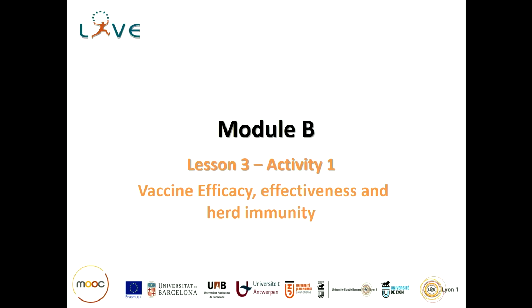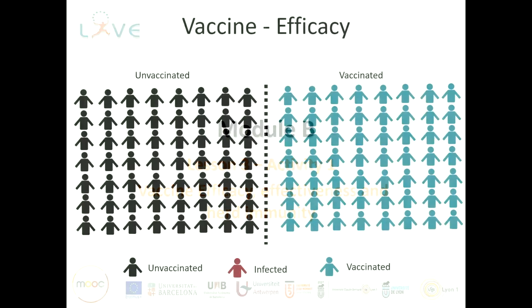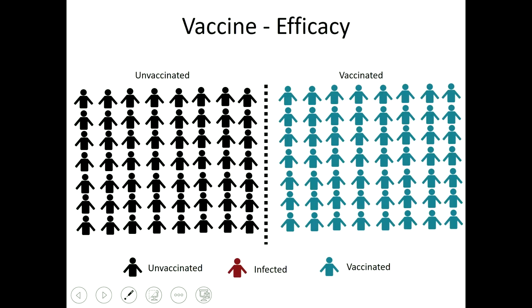In the following lesson, we are going to talk about some important parameters in vaccinology. They are efficacy, effectiveness, and herd immunity. Let's start with vaccine efficacy. Vaccine efficacy is an individual parameter that measures the percentage reduction of a disease in a vaccinated group of people compared to an unvaccinated group.